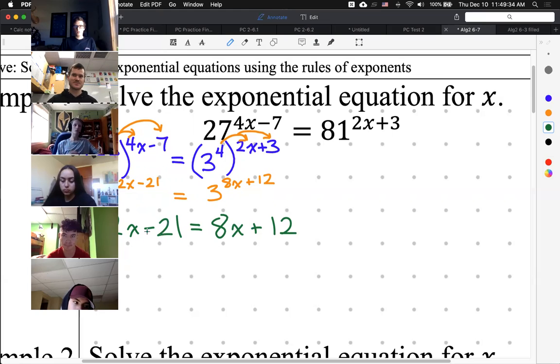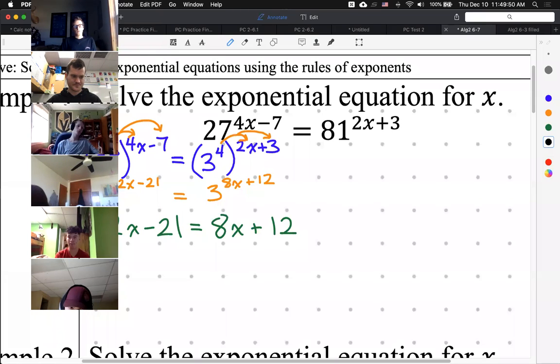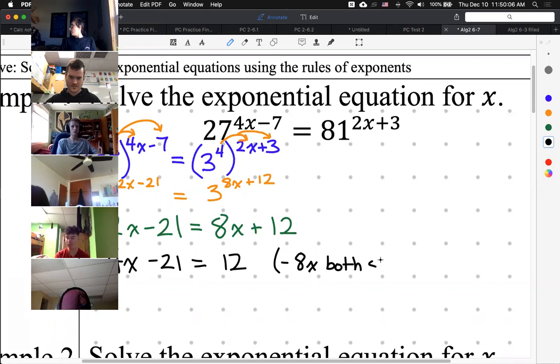Someone that hasn't spoken yet today. Andres. You can subtract 8x from 12x. Yep, and then what is our new equation after we do that? It would be 4x minus 21 equals 12. Perfect. And I'll say minus 8x on both sides. This is another way of showing your work that I've never really used before, but I want to try it. And then next step.